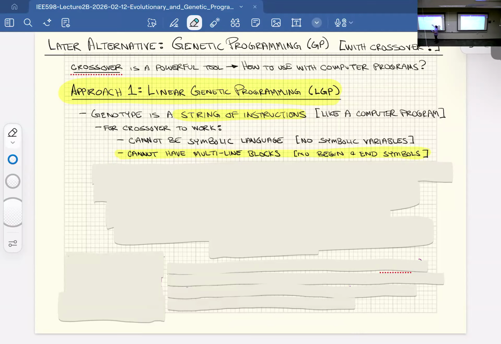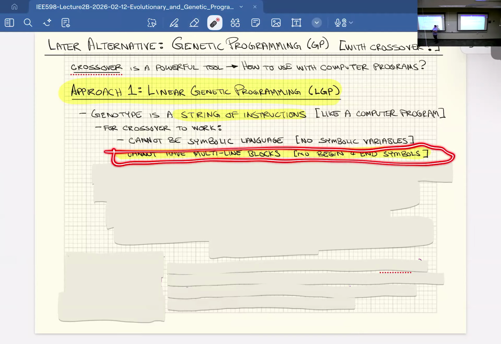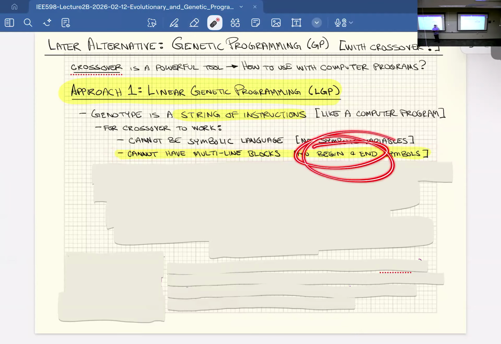So the one thing, the kind of the biggest thing is that we cannot have multi-line blocks, no begin and end symbols. Because if you did a crossover and begin was on one side of the crossover point and end was on the other side of the crossover point, then the two offspring would generate syntax errors. Because you'd get a begin in one offspring and it'd be like, where's the end? Because it swapped in something that didn't have an end from the other parent.